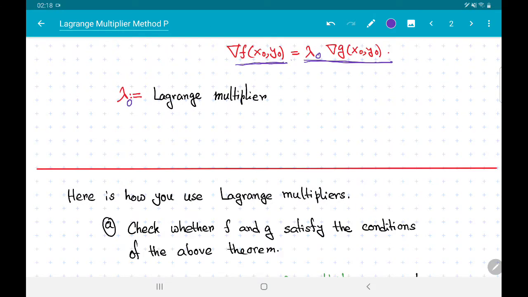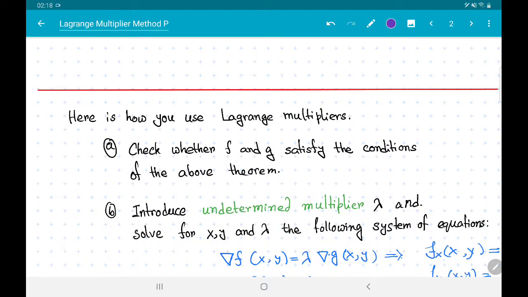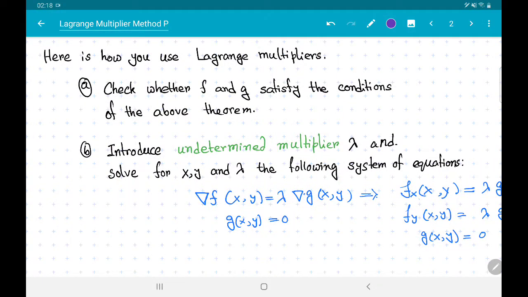So here is how you would use Lagrange multipliers. First you have to check whether f and g satisfy the conditions given in the hypothesis of the above theorem, that is the Lagrange multiplier theorem. So you introduce a quantity lambda, which we call the undetermined multiplier. If you do not want to remember this complicated term, just forget about it.